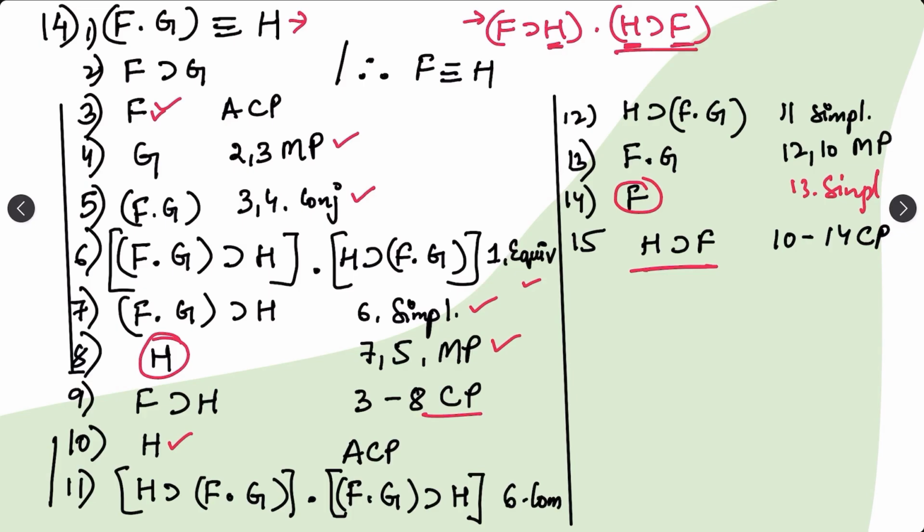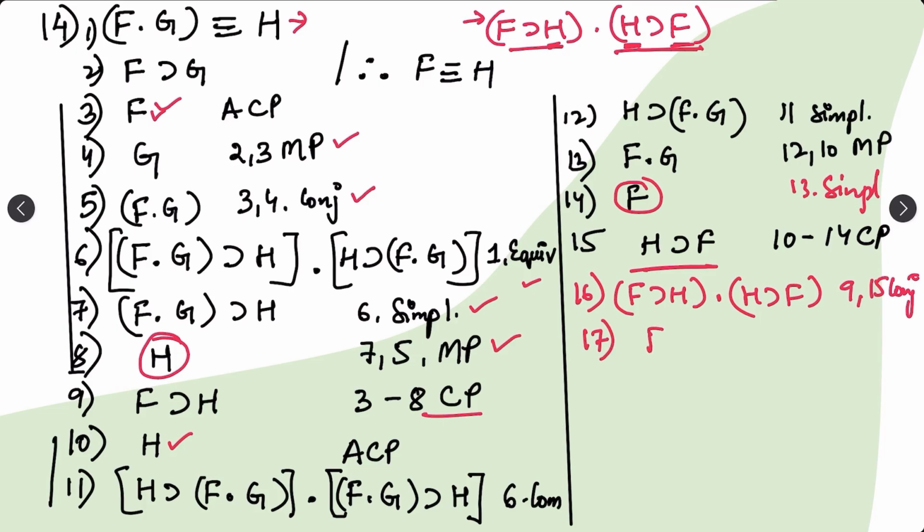So once you have both these parts, H horseshoe F, here there will be one more step. So your final answer is F horseshoe H dot H horseshoe F. So here your number 9 and number 15 will become a conjunction, and in number 17 you can write F tri bar H by using 60 equivalence. So this is how you have to solve it, and you get the required conclusion.